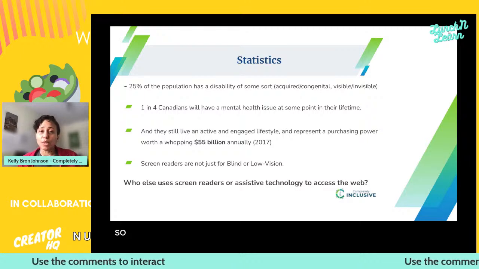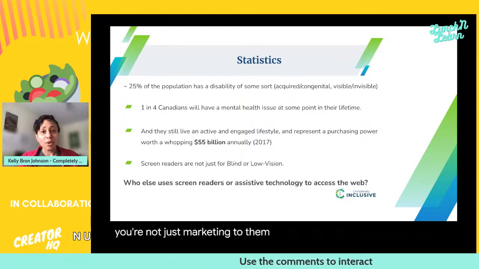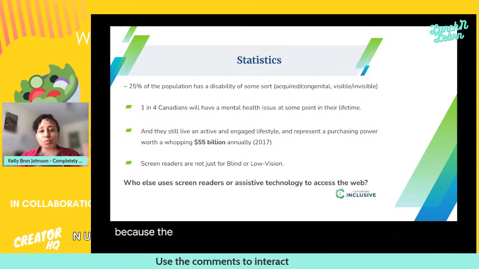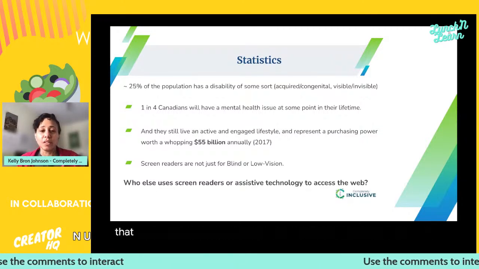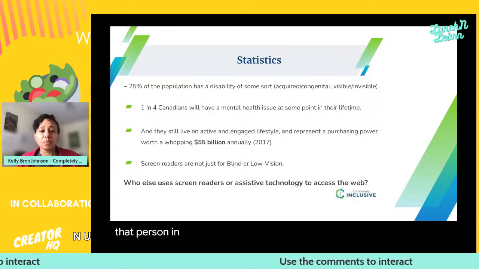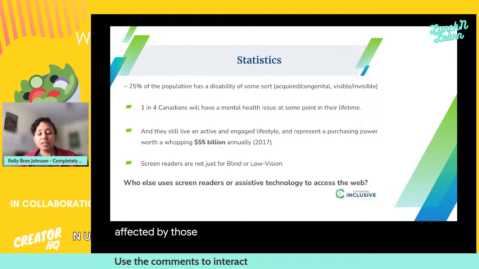So also remember that when you're marketing to a disabled person, you're not just marketing to them, you're marketing to their whole family, because the whole support network of people that are engaged with that person in their care, in their active lifestyle, are also going to be affected by those things.